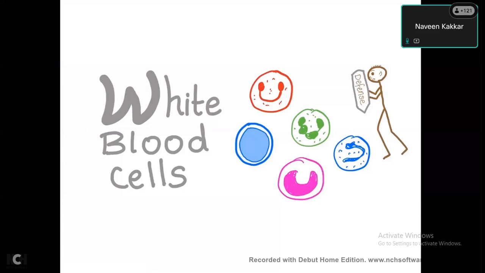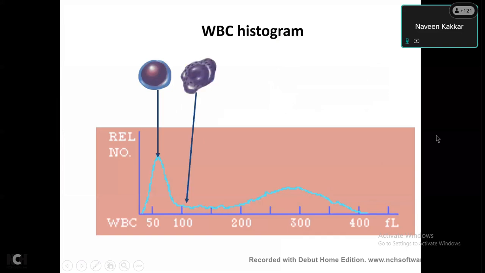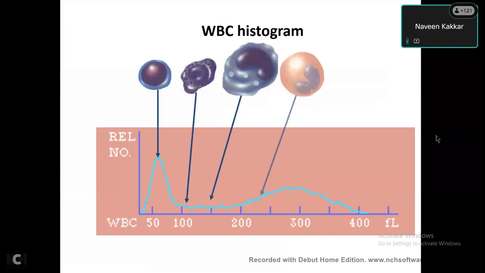Let's talk about white cells. So look at the WBC histogram that we saw earlier. So remember our lymphocyte peak, the mid zone, which is usually flat, and the granulocyte peak. The granulocytes have a higher volume, so they are plotted here. So let's look at the representation of cells on this histogram. You have the lymphocytes, you have the basophils and eosinophils and the monocytes in the mid zone, and then you have the granulocytes right here.